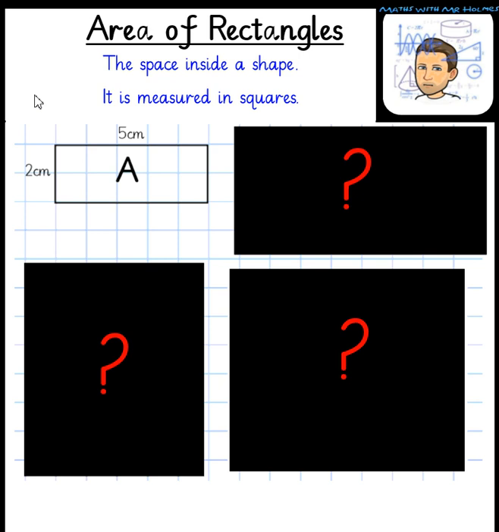We have a rectangle. Its short side is 2 centimeters, 2 squares across, and the long side is 5 centimeters, or 5 squares across. As we know that it's the squares inside a shape, we could count up how many squares. So 1, 2, 3, 4, 5, 6, 7, 8, 9, 10. So I know the area of my shape equals 10 squares.